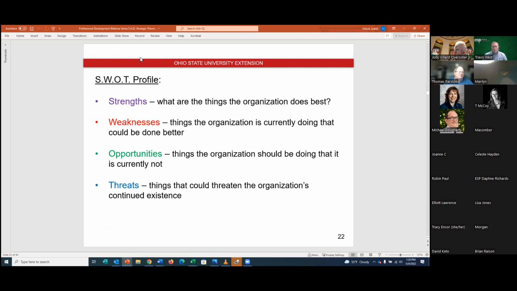Weaknesses are the things the organization is currently doing that we could do better, and there were lots of things listed on the weaknesses side. Opportunities are what we should be doing that we're not doing right now. It really gave the master gardeners an opportunity to think about what it is that I really want this organization to be doing. It's easier to pull out negative stuff, but when you think about opportunities, what we should be doing that we're not doing right now. And then finally, the threats, the T: things that could threaten the organization's continued existence. That really took some thought for folks, and they did have answers.